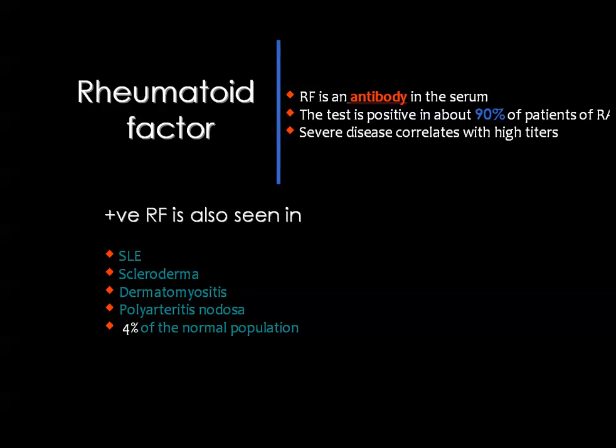Rheumatoid arthritis is known as the seropositive disease because of the presence of rheumatoid factor, which is an antibody in the serum of the patient, and this rheumatoid factor is positive in about 90% of the patients with rheumatoid arthritis. And the severe disease correlates with high serum titers of rheumatoid factor. But you should also know that this rheumatoid factor may be positive in about 4% of the normal population, and it can be seen in other diseases like systemic lupus, scleroderma, dermatomyositis, and polyarthritis nodosa.